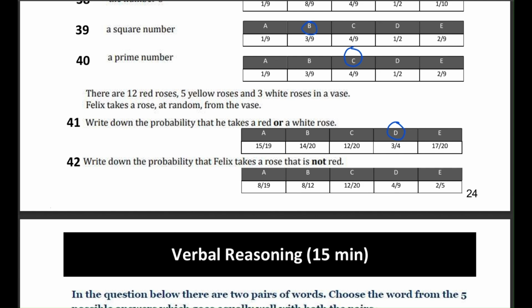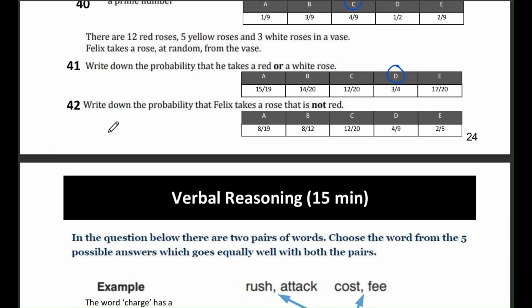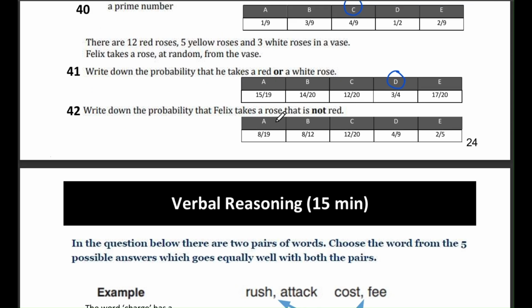Lastly, question 42. Write down the probability that Felix takes a rose that is not red. The options are A is 8 over 19, B is 8 over 12, C is 12 over 20, D is 2 over 4, and E is 2 over 5. The answer is option E, 2 over 5. There are 5 yellow and 3 white roses, which makes 8 roses that are not red. There are a total of 20 roses, so that's 8 out of 20, which simplifies to 2 over 5.